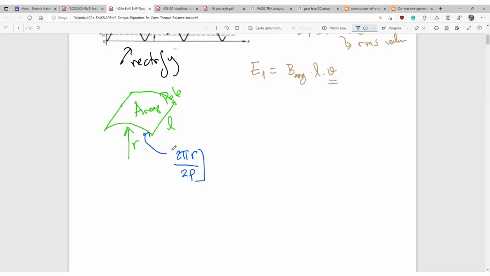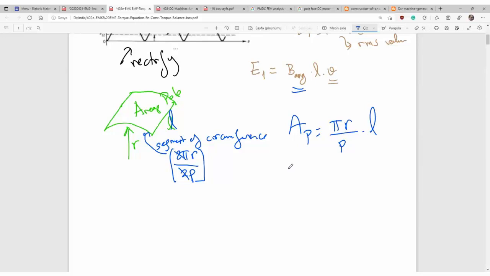That is the segment of circumference. That is the length. So area of pole is equal to pi r over number of pole pairs. Those two will be eliminated. Times length of the pole. Okay, that is the area. Remember B. B is equal to flux over cross-section area.